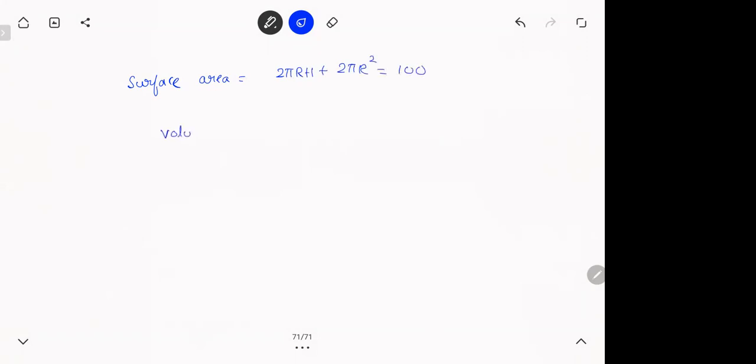You want volume, no? What is the volume of a cylinder? Pi r square h, I hope everyone knows this. Area into height, base area into height. Now, from here, what is h? h is (100 minus 2 pi r square) by 2 pi r.